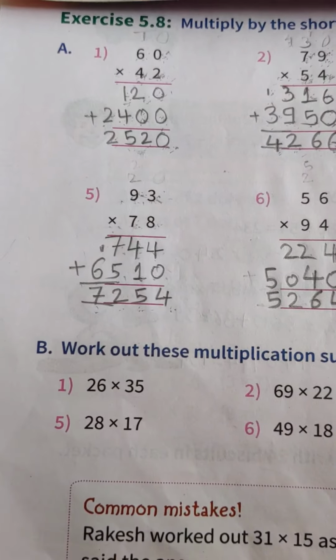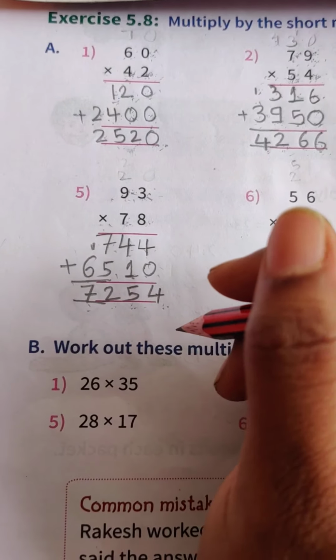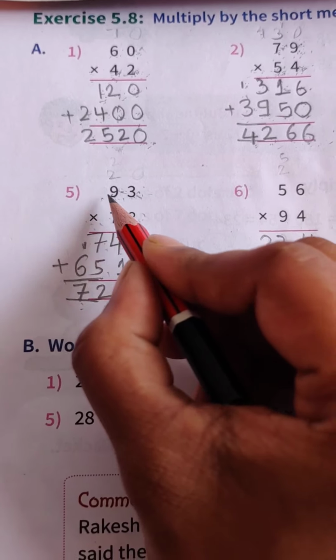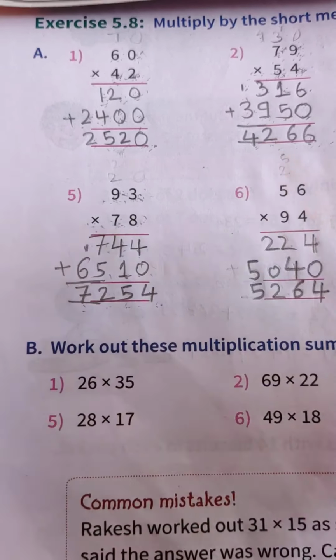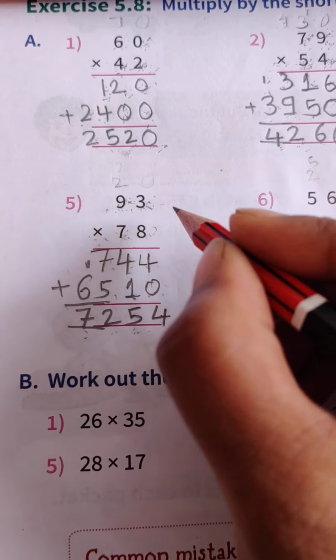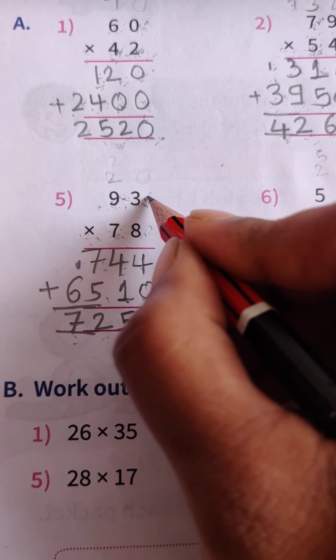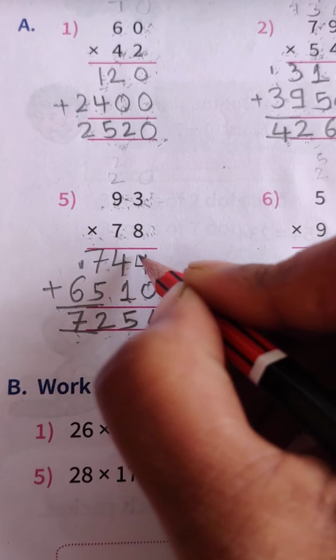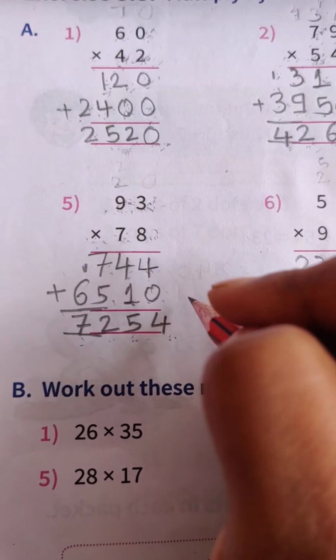Now look at here example number 5. What is example number 5? 93 multiply by 78. So now look at here. 8 into 3, 24. So 4 is written here and 2 is the carry.